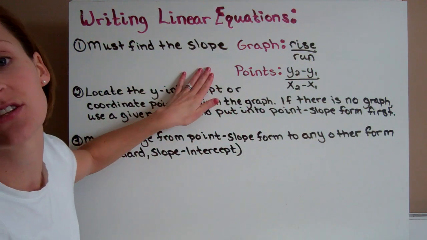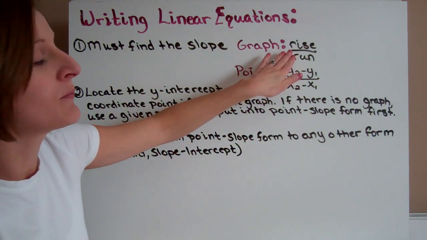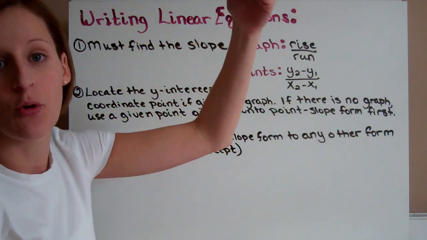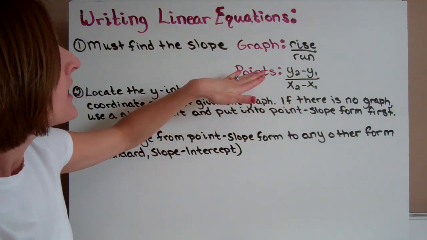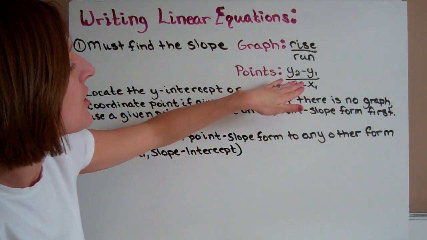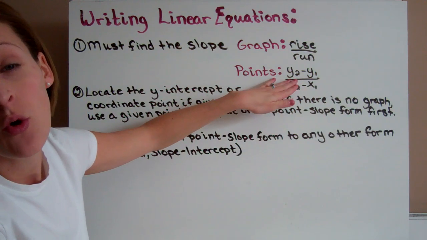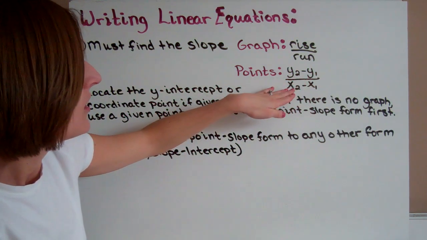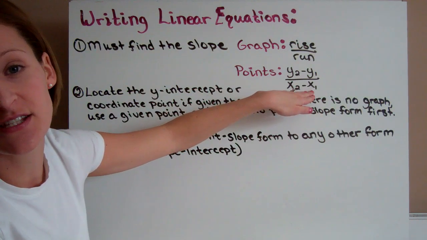Alright, now the steps to writing an equation of a line: the first thing you need to do is you must find the slope. So if you're given a graph, remember you do rise over run. Count how many you go up and then how many you go over. If you're given 2 points, you're going to find the slope by using the equation y2 minus y1 over x2 minus x1.